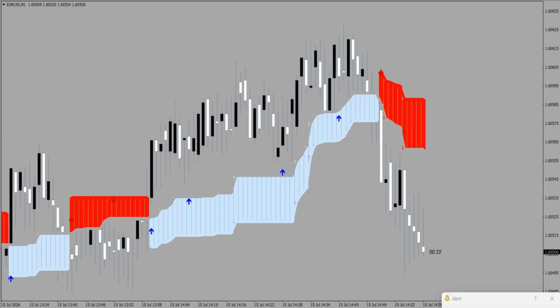See the pattern here? We only trade with the channel, never against it. The channel tells you the direction, the arrow tells you the timing. You need both to agree. That's the whole strategy. Now, the settings and timing.